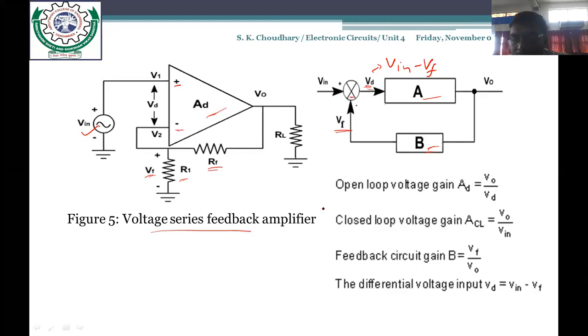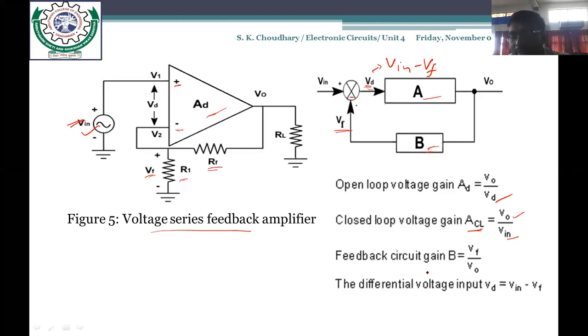So we have to see some important formulas here. That is open loop voltage gain AD, that is V0 upon VD, meaning differential input. Closed loop voltage gain ACL, that is V0 upon Vin. So here the denominator is changed. Now we are not using the differential input, it is simply the input voltage, that is the AC input voltage. You can see here, this is the source.